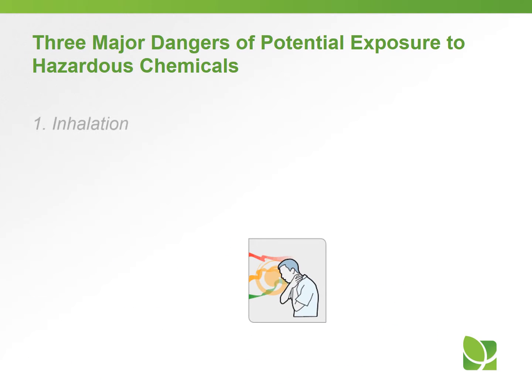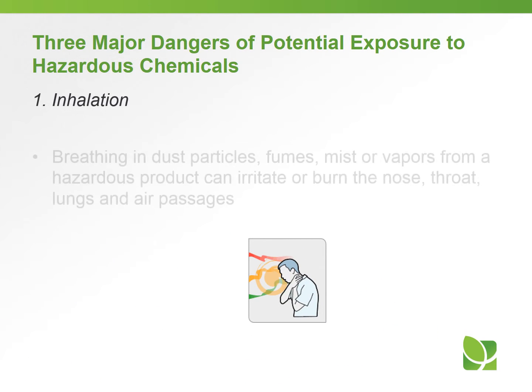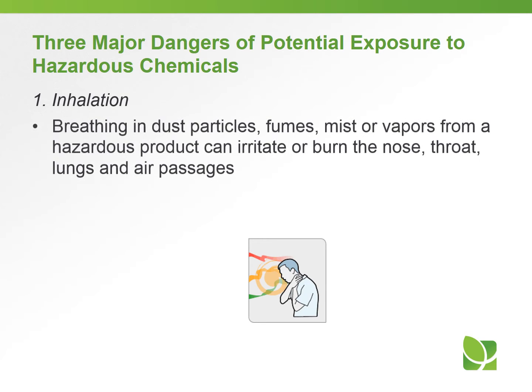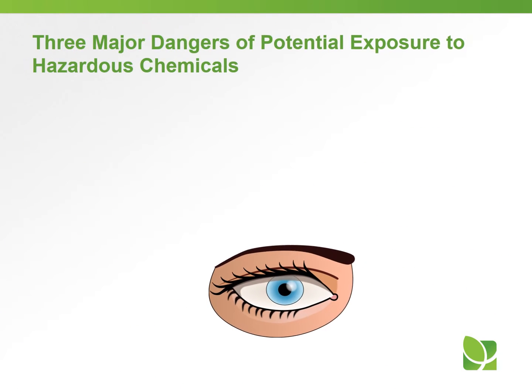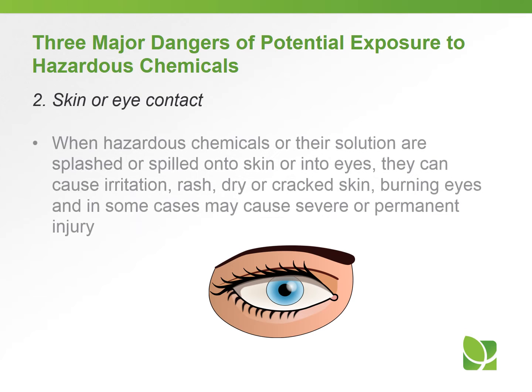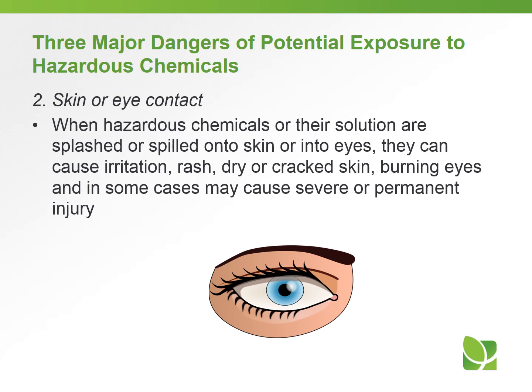Three major dangers of potential exposure to hazardous chemicals. Number 1 being inhalation. Breathing in dust particles, fumes, mist, or vapors from a hazardous product can irritate or burn the nose, throat, lungs, and air passages. The number 2 danger is skin or eye contact. When hazardous chemicals or their solutions are splashed or spilled onto the skin or into the eyes, they can cause irritation, rash, dry or cracked skin, burning eyes, and in some cases may cause severe or permanent injury.